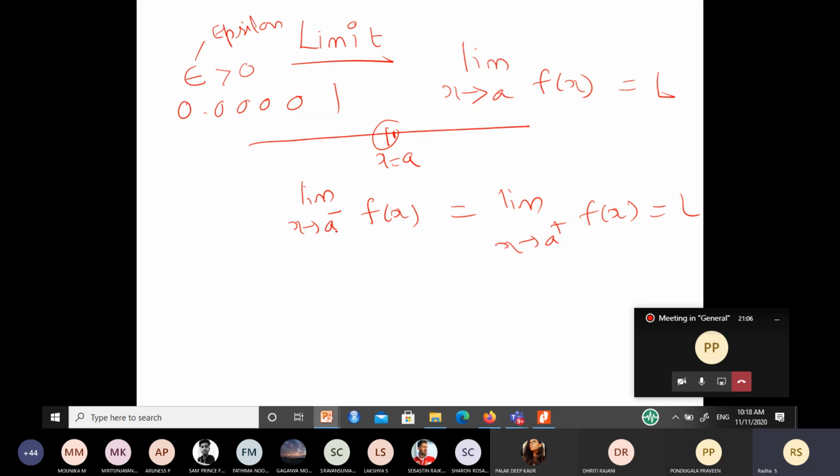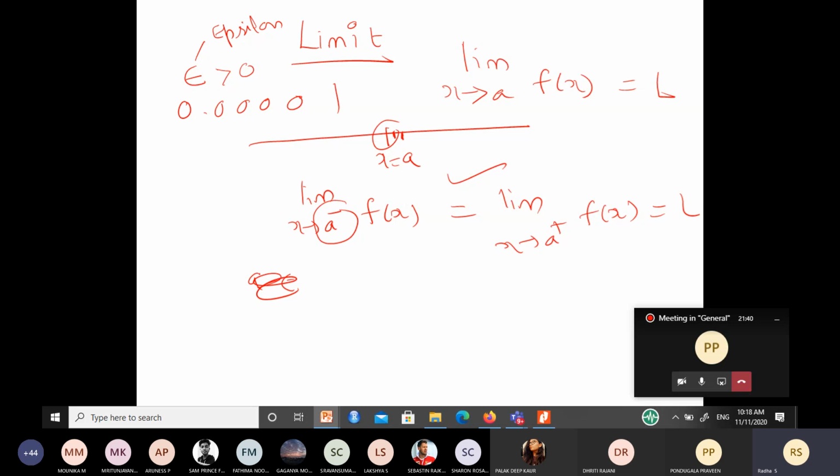So this a minus is nothing but a minus epsilon. That is, I am moving from a minus epsilon to a, and here a plus epsilon to a. From left to a minus epsilon, from right to a plus epsilon. So a minus epsilon and a plus epsilon are very well near to a, almost a. If you are moving in that way, and if these two values are same, then you say that limit exists. Left hand limit and right hand limit exist.